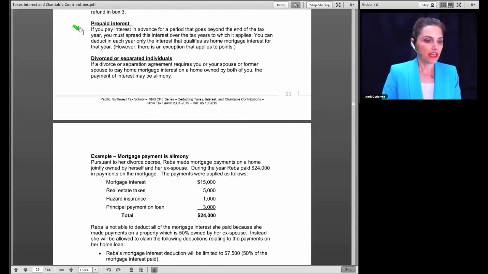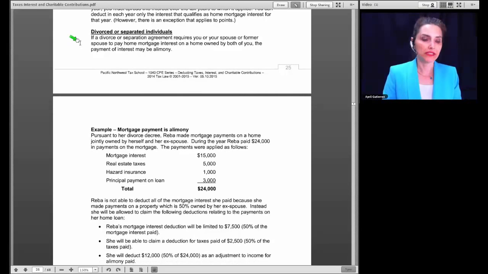Prepaid interest. If you pay interest in advance for a period that goes beyond the end of the tax year, you typically must spread this interest out over the years to which it applies. You deduct in each year only the interest that qualifies as home mortgage interest for that year. However, there is an exception for points, and we'll talk about that in a moment.